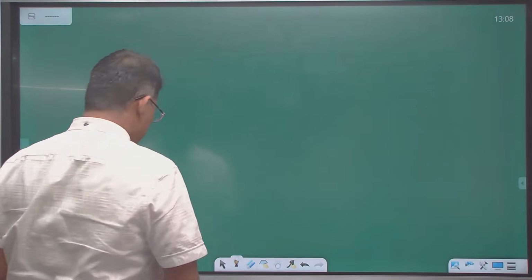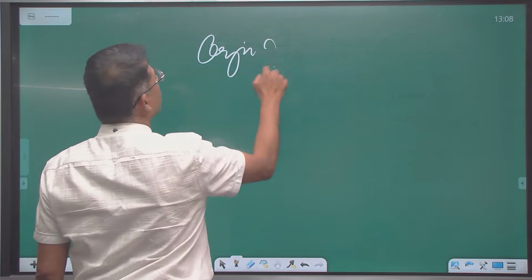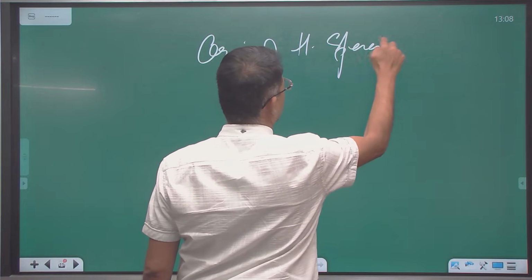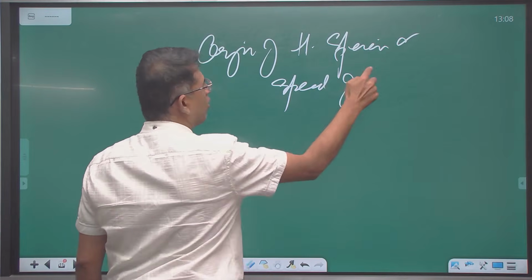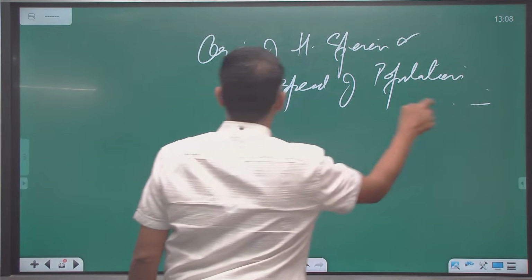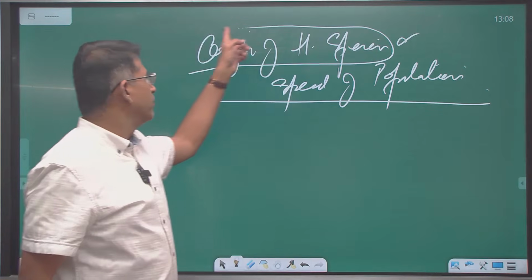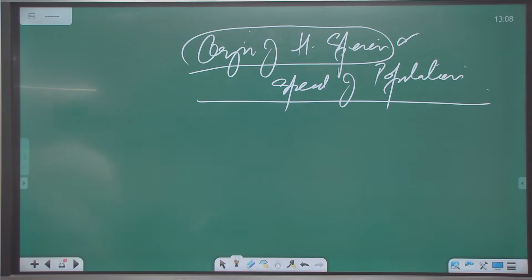The discussion we'll have today is the origin of the human species and the spread of population. Yes, ये टॉपिक सिलेबस में है नहीं, बट किसी और तरह से पूछा गया है. You better know this. The origin of human species and the spread of population.